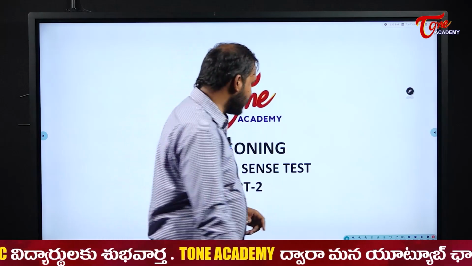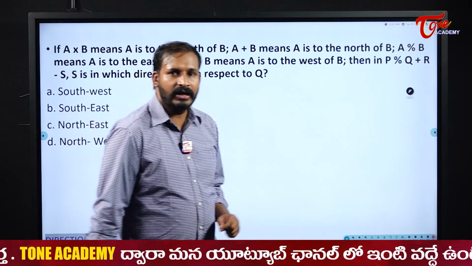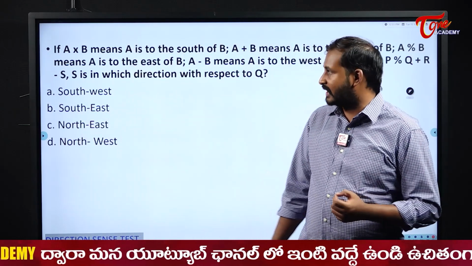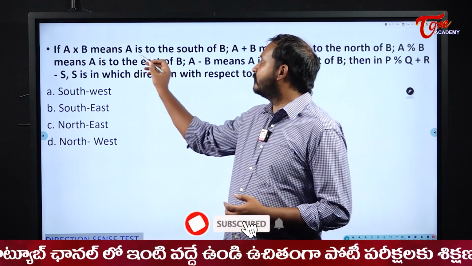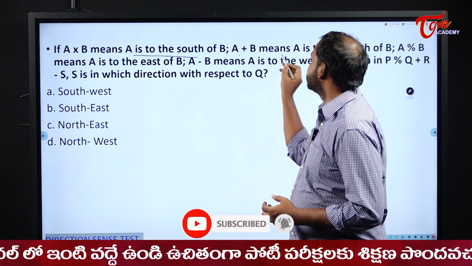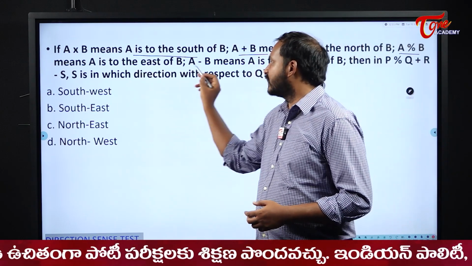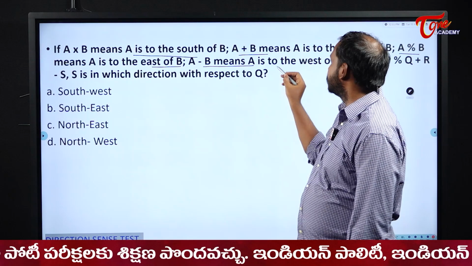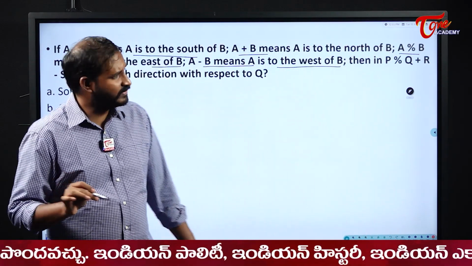Okay. Now in this direction sense concept, we will see the next level of questions. Instead of saying the directions directly, you will use some symbols. See here, A into B means A is to the south of B, A plus B means A is to the north of B, A percentile B means A is to the east of B, A minus B means A is to the west of B. That is the question. Those are the statements they are telling.